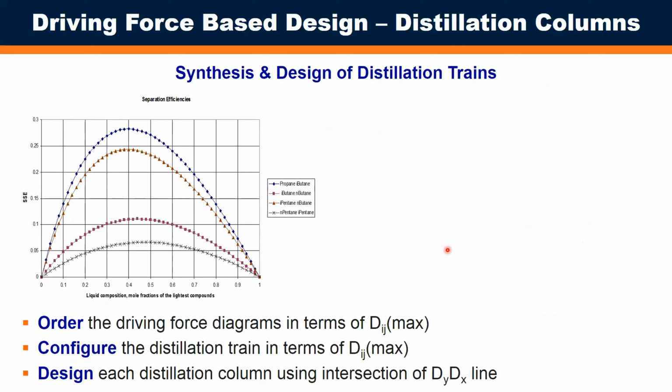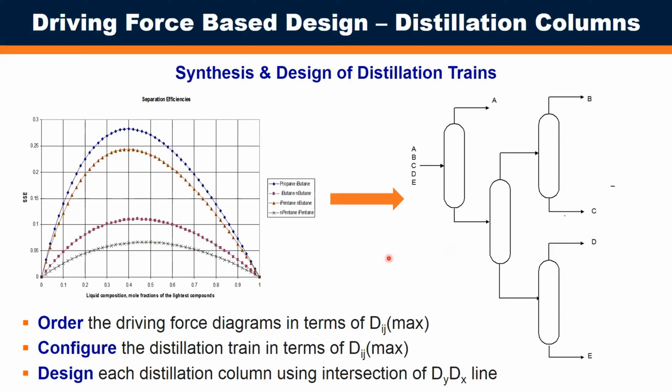So how do we use this to design sequences of distillation columns? The procedure is you order the driving force diagrams in terms of the maximum driving force, and then you configure the distillations in terms of this maximum driving force. And each distillation column is designed using the intersection of these lines. So here we have a driving force diagram for 5 species. So we will need 4 columns, and they're ranked in terms of separation efficiency.